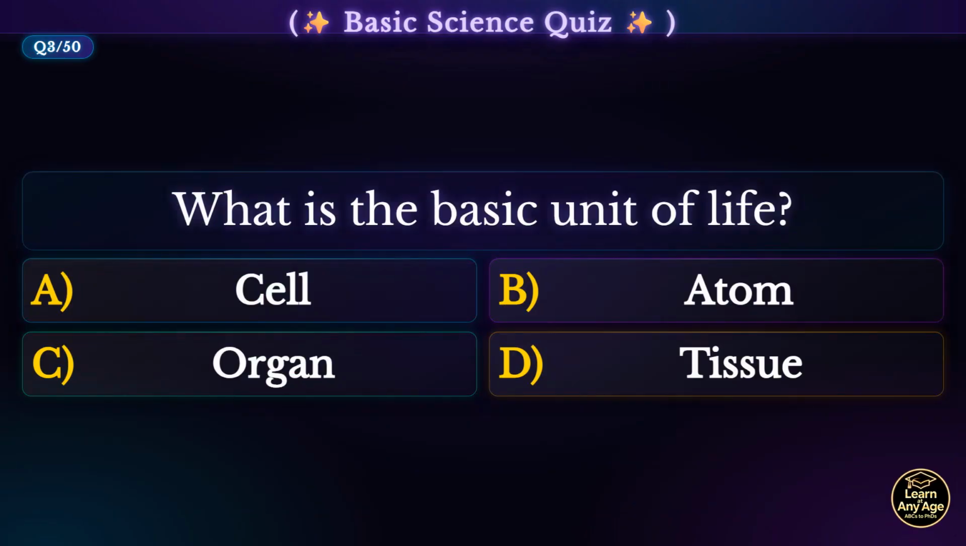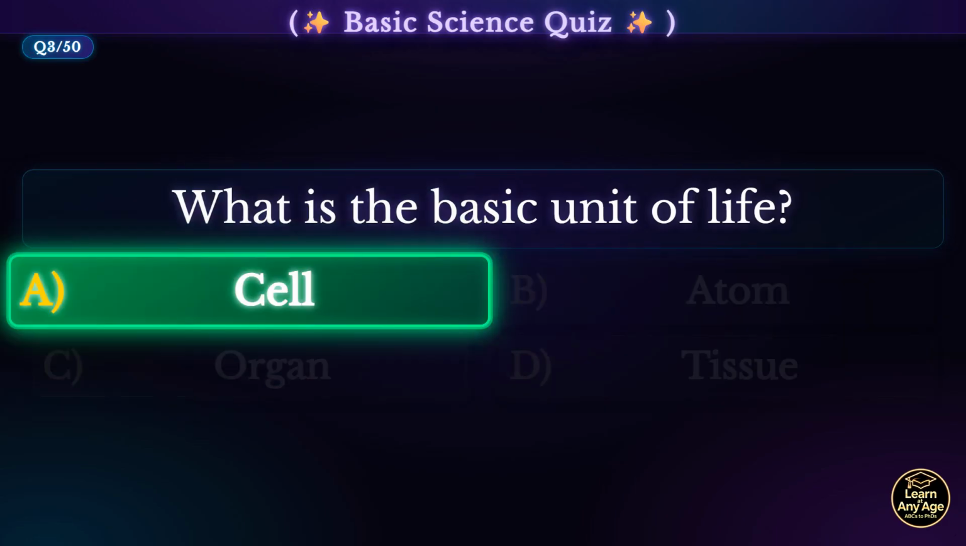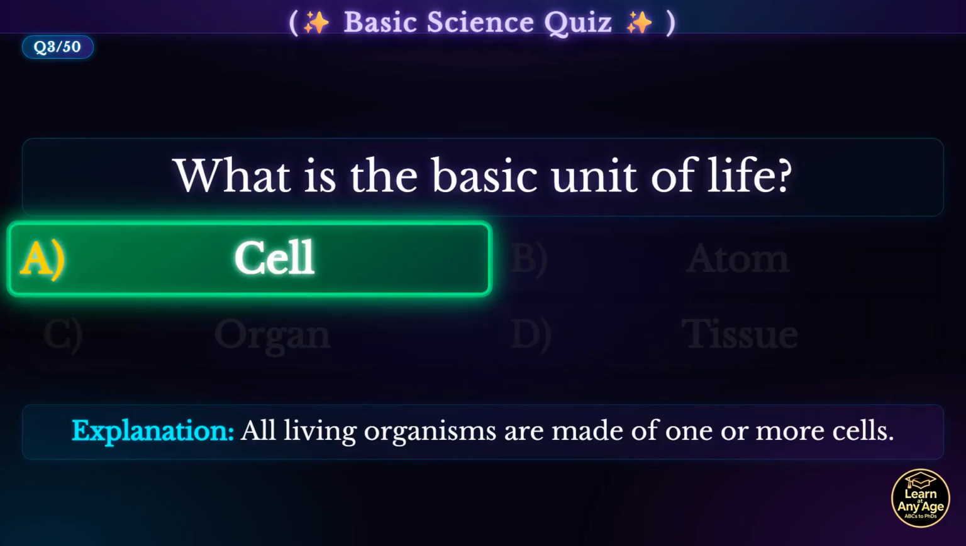What is the basic unit of life? Cell, atom, organ, tissue. Cell. All living organisms are made of one or more cells.